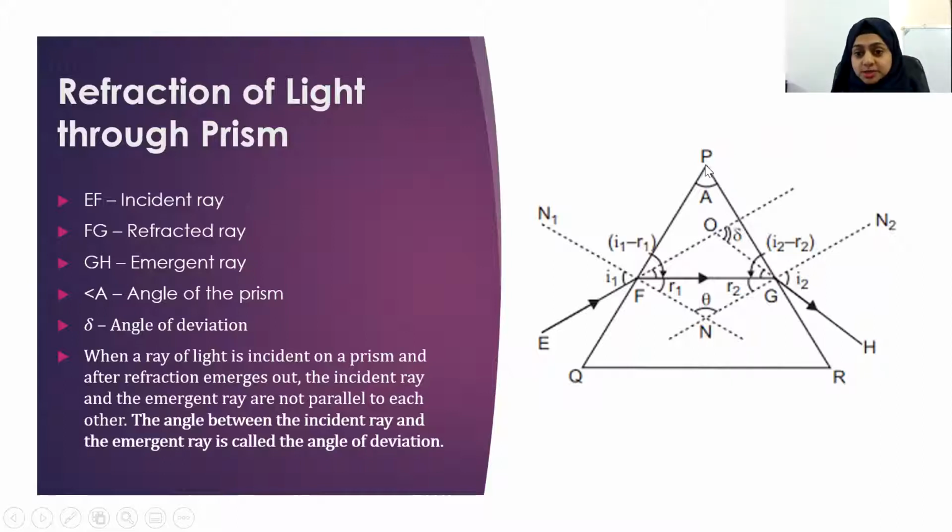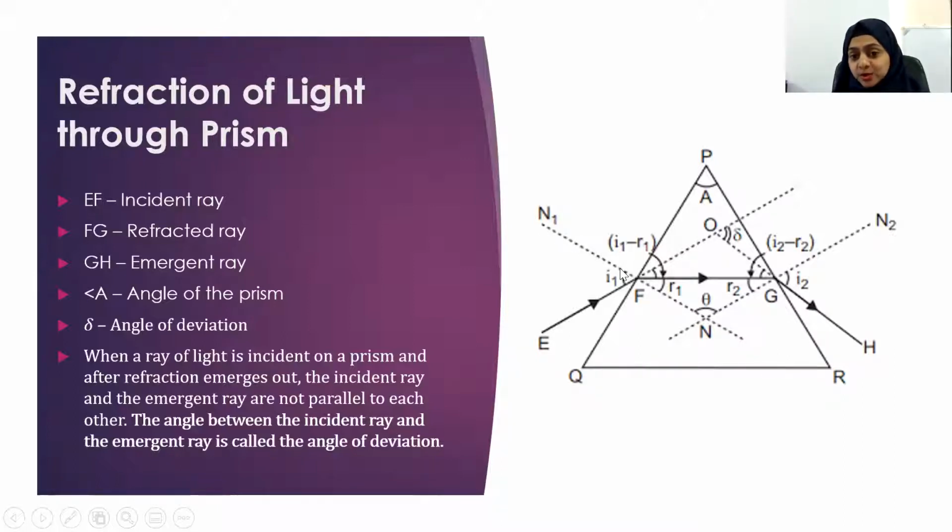What you can see here as PQR is the principal section of a prism, that is a triangle, and here from E, a light ray is incident on the surface PQ. So here EF is the incident ray. Now N1N is the normal to the surface PQ. Here PQ is a little inclined, so N1N is also inclined.